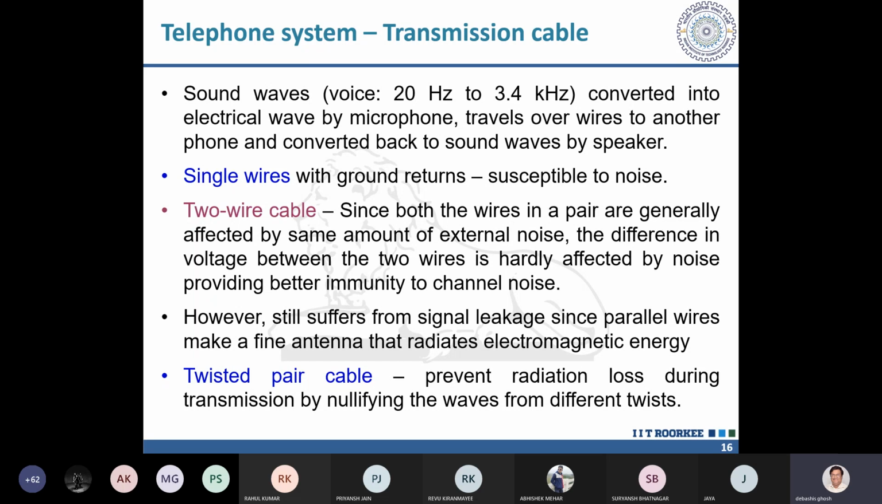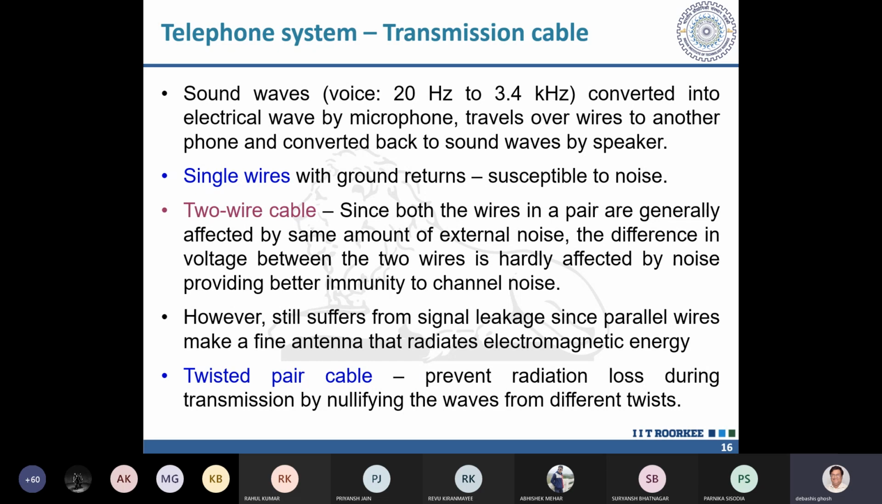The signal will get weaker and weaker. As you go further and further, the signal will become weaker and weaker, and this was mostly due to electromagnetic radiation loss. Why is there electromagnetic radiation loss? That is because these parallel wires will act somewhat like an antenna. You know antenna; you must have seen antennas used in many transmission systems. What is an antenna?